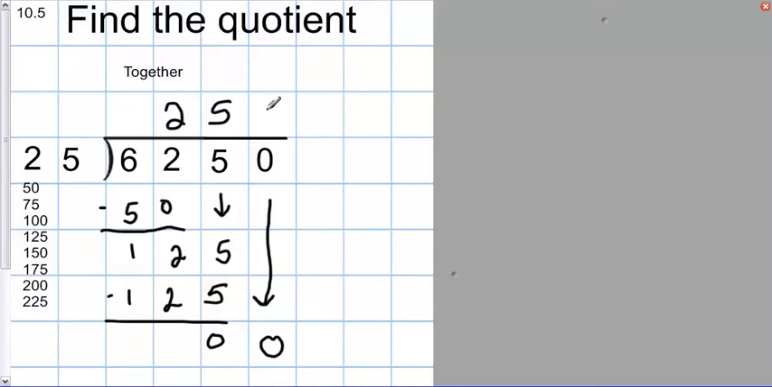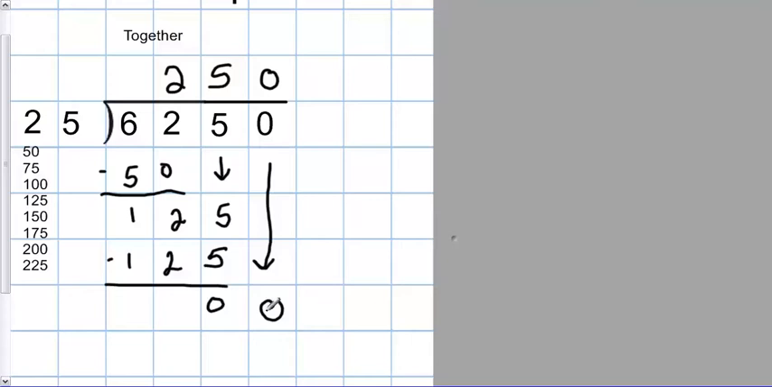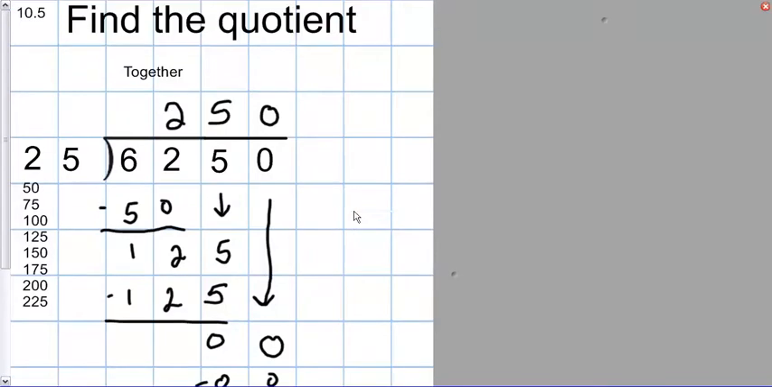Now how many groups of 25 fit into 0? Well, 0. 0 times 25 is 0. And this problem comes out even. So go ahead and give the video a pause, and we'll see how you did on the problem that you did by yourself.